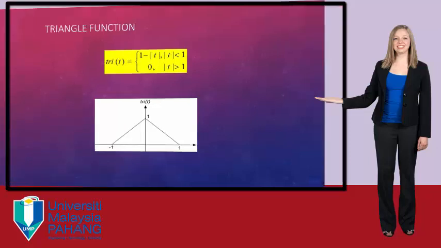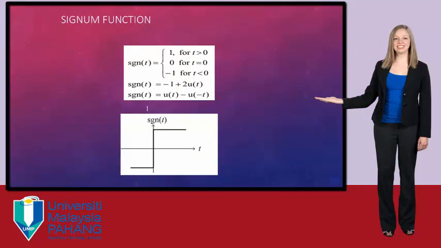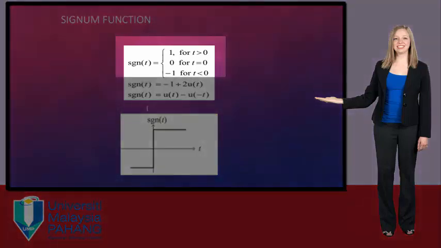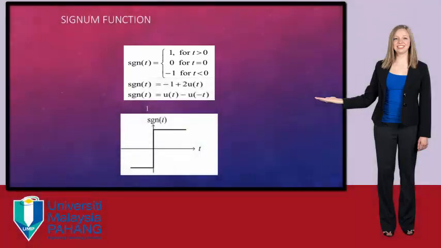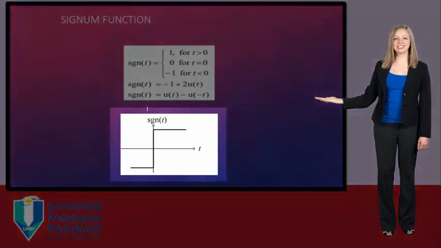The last elementary signal we are going to discuss is signum function. We define signum function as for non-zero t, the magnitude of signum function has a value of 1 for t greater than 0, and the magnitude of signum function has value of negative 1 for t less than 0. This is the equation of the signum function, and this is the graph of the signum function.